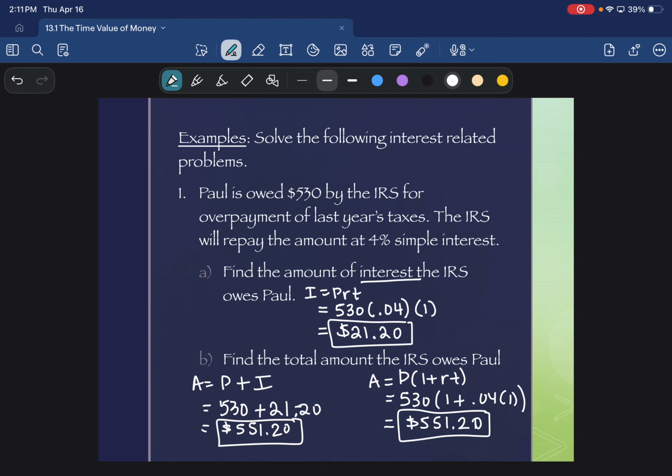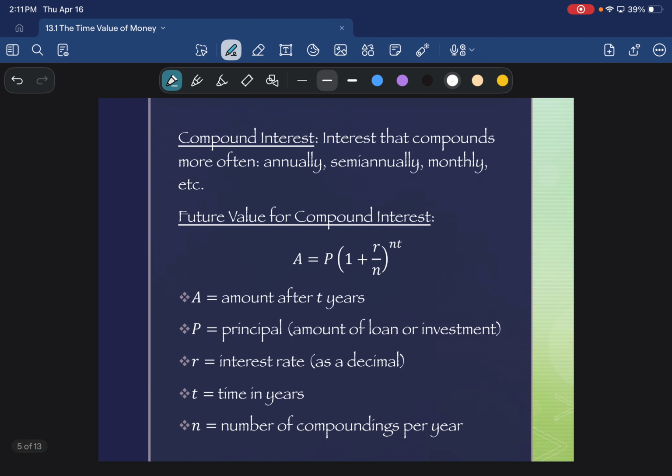Okay, so this is simple interest. Simple interest is some arithmetic, right? Addition, subtraction, sometimes, depending on what we're doing, and multiplication. Simple interest is pretty clean. Compound interest is a little less clean. Compound interest is interest that compounds more often. Some examples are annually, semi-annually, monthly. We'll come back to those in a minute.